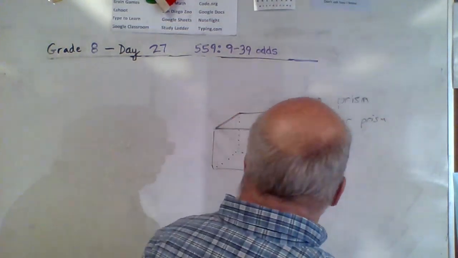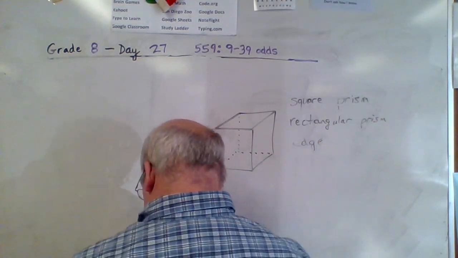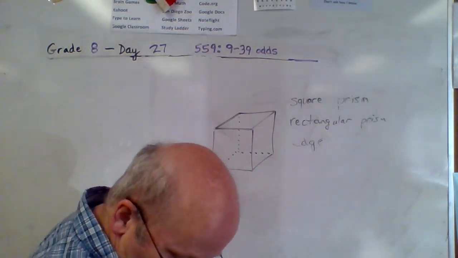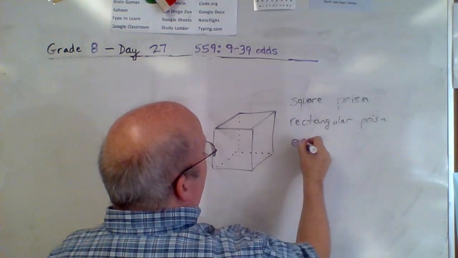The next question I might have is, do we know how many edges this particular shape has? And my pen is dying. Let me see if I can find another one. How many edges does this thing have?